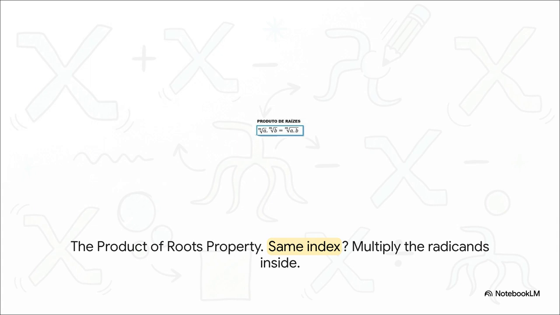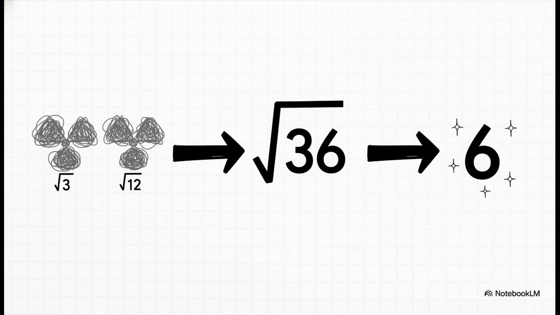As long as you're multiplying radicals that have the same index, like two square roots, you can just smush them together. You multiply the numbers inside, the radicands, and pop the answer under one big radical sign. That's it. It's really that simple. Check out this example. It's perfect.